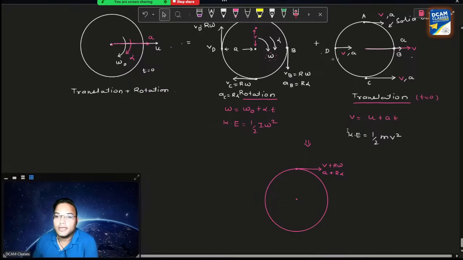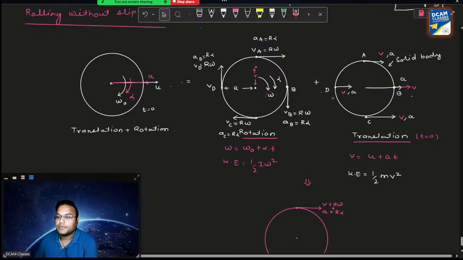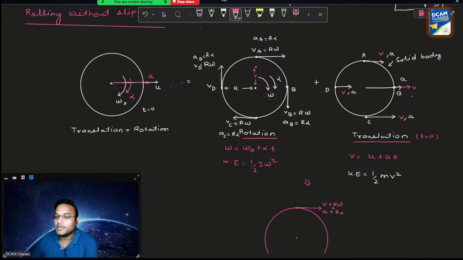Okay. See, when we are combining it, due to translation, the top point has the velocity v, and due to rotation, it has the velocity r omega. So I have combined them both: v plus r omega. Similarly, acceleration is a plus r alpha.